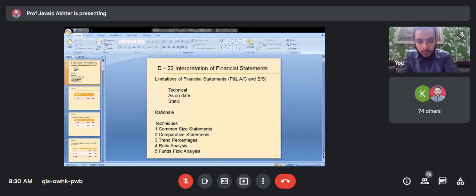Before doing so, I have just written something on the first line of this slide. The financial statements that you prepare, that is the profit and loss account and balance sheet, suffer from certain limitations. One of the limitations that I have mentioned as number one is that they are too technical in nature. The stakeholders or those who use accounting data for taking decisions may not be as competent, as technically sound as they should be for taking the decisions.